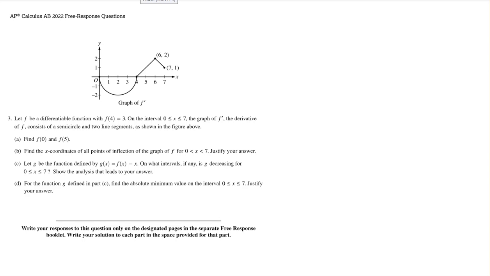Hello, I'll be solving AP Calculus AB 2022 free response question number 3. For part A, it's asking to find f of 0 and f of 5. To find f of 0, we want to do f of 4 plus the integral from negative 4 to 0 of f prime of x dx, because we know that f of 4 is equal to 3, so we want to go the opposite way, as I just drew an arrow on the graph, to find f of 0.